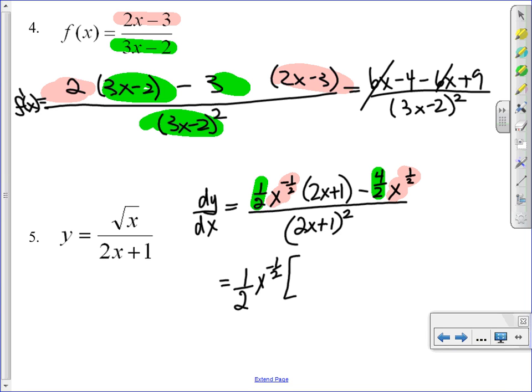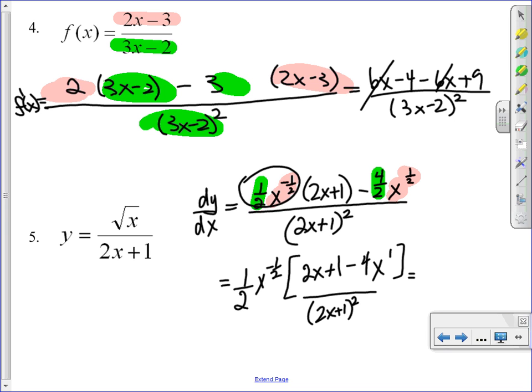Well, this is out as a common factor, so you're left with 2x plus 1. If you take 1/2 out of minus 4/2, you're left with minus 4. And if you take out x to the minus a half from x to the half, you get a power of 1. And that's still all divided by (2x plus 1) squared. Now we would simplify inside that bracket and almost be done.